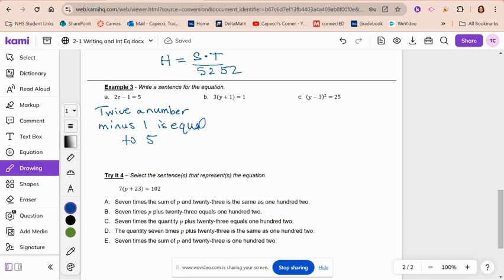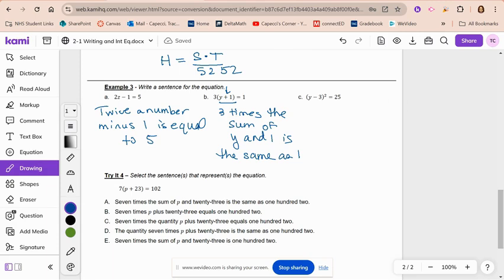Okay, let's keep going. Next one. 3 times, now we have something that's in parentheses. So we know we need to say the sum. 3 times the sum, right? Sum means to add, inside the parentheses, of y and 1 is the same as 1. We could say equal to. I just thought I'd show you a different way of stating that.